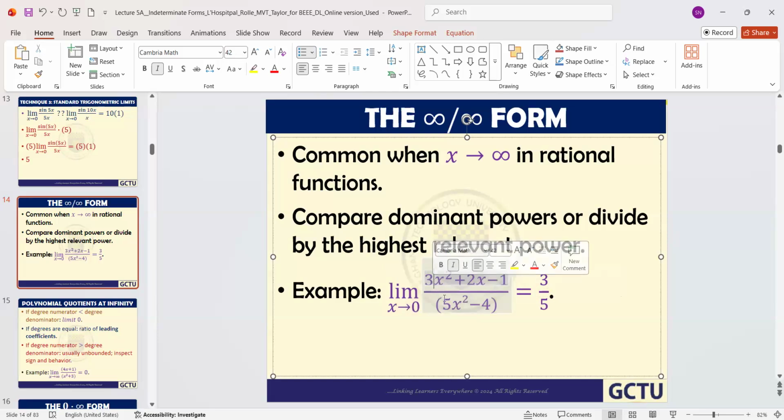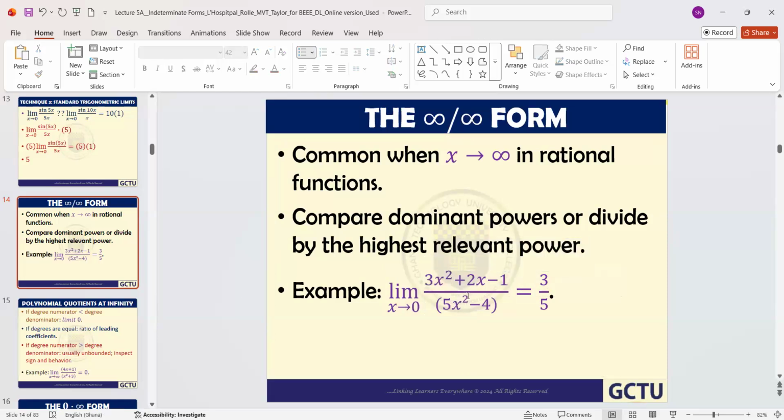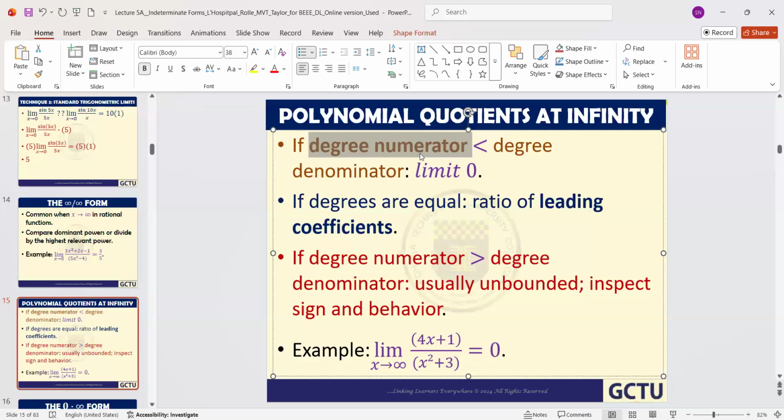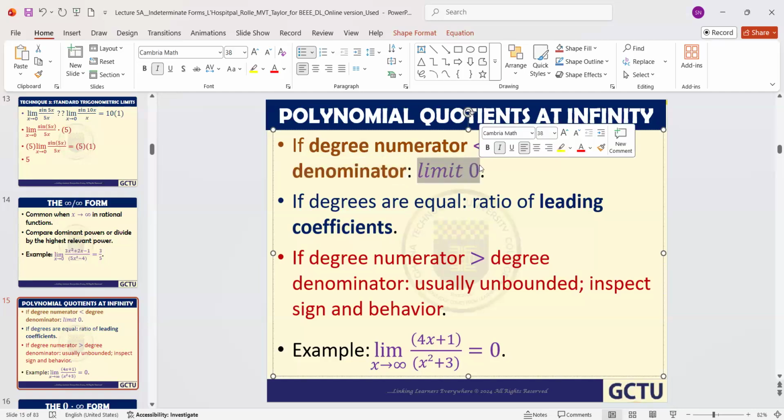Since the powers are the same, the answer will be equal to the coefficient of x squared, so 3 over 5. So this is an example. Because if you try direct substitution, you end up getting infinity over infinity, which is what we are calling indeterminate form. So then we use the techniques of the powers of the polynomial in the numerator and the denominator. So now these are the analysis. If the degree of the numerator, 1, is less than the degree of the denominator, 2, then we say that the limit is 0.